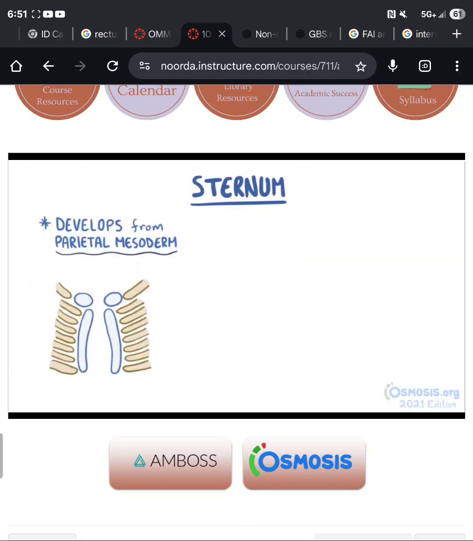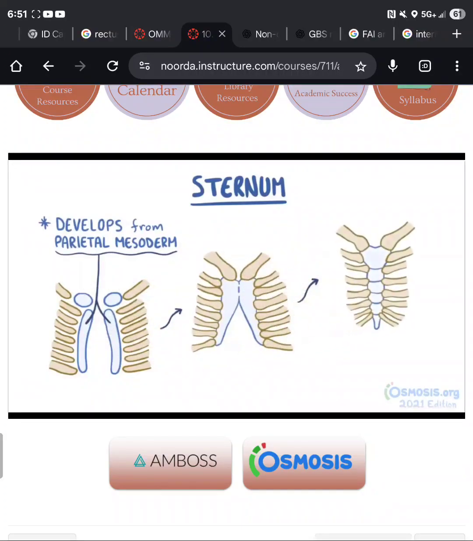Here, the parietal mesoderm organizes as a pair of vertically oriented cartilaginous bars on either side of the midline, which eventually fuse and differentiate into the three parts of the sternum: the broad manubrium at the top, the main body of the sternum, and the small xiphoid process at the bottom.